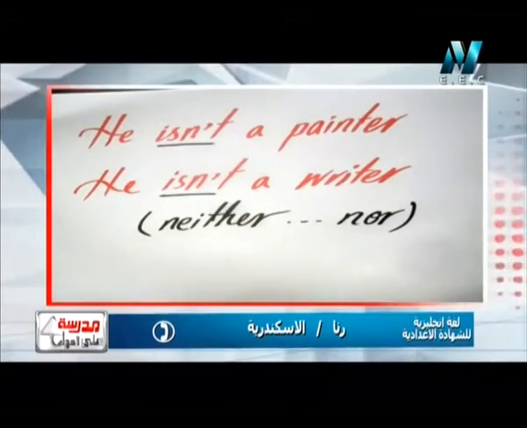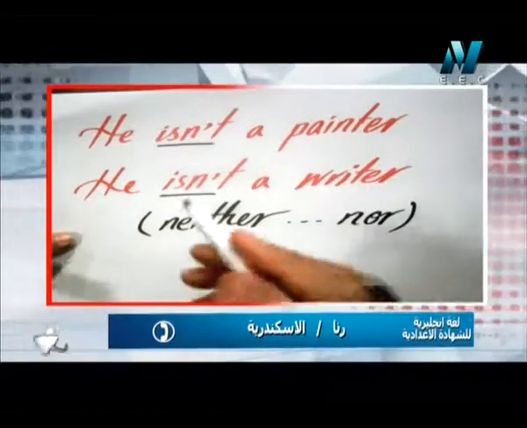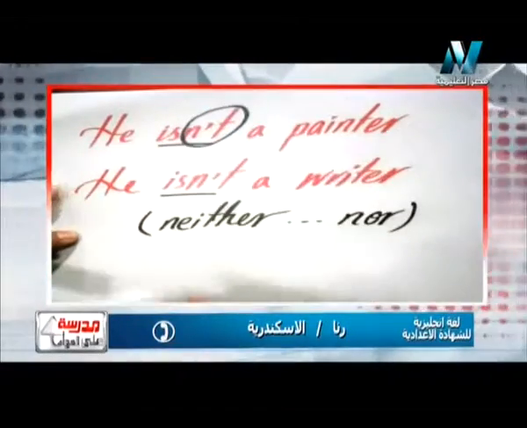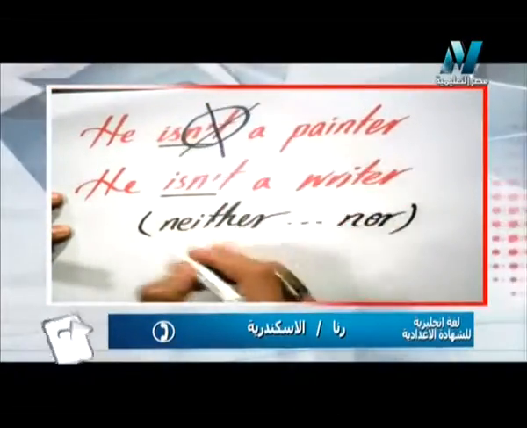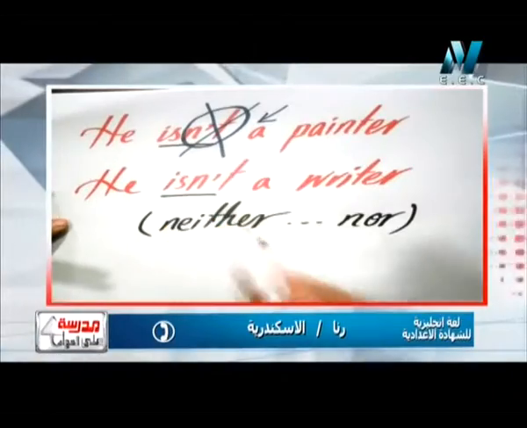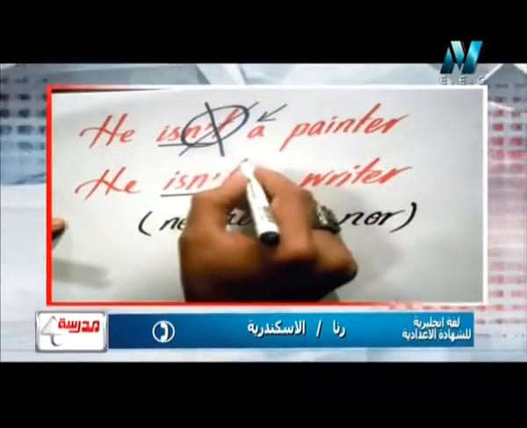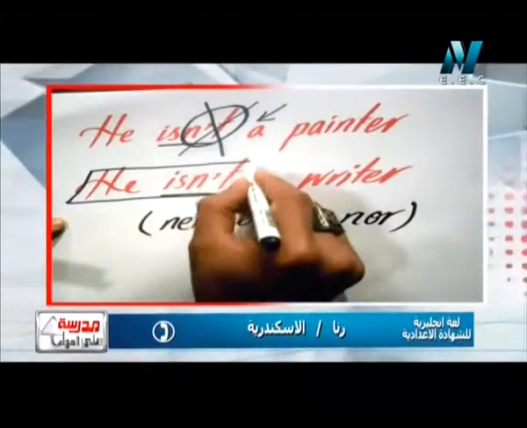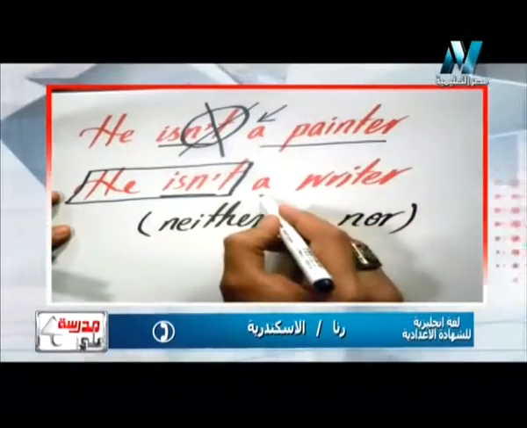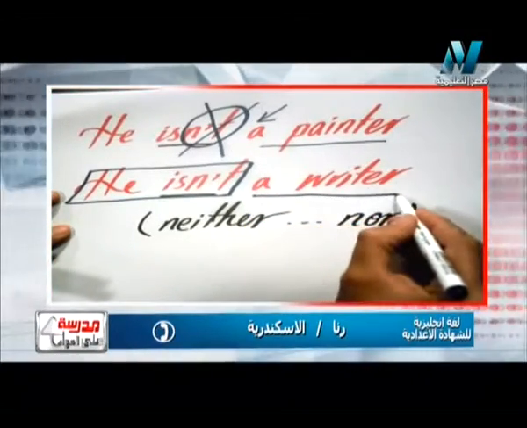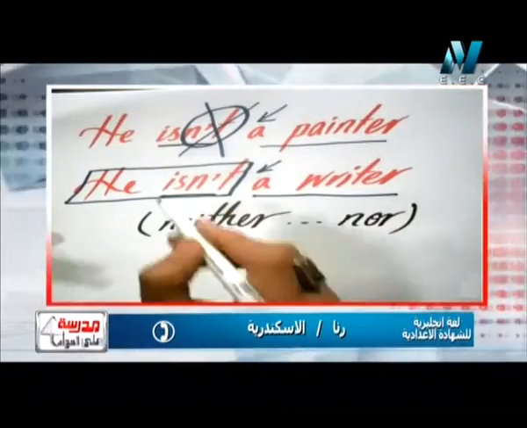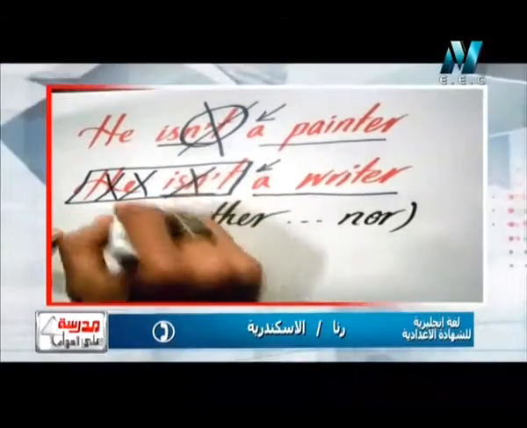First we write he is. Sorry, he is. Bravo. He is neither a painter nor a writer. Bravo. What did we do, Rana? We put neither before the first option. And we put nor before the second option. And we omit the repeated part. Bravo Rana, I'm happy with you.